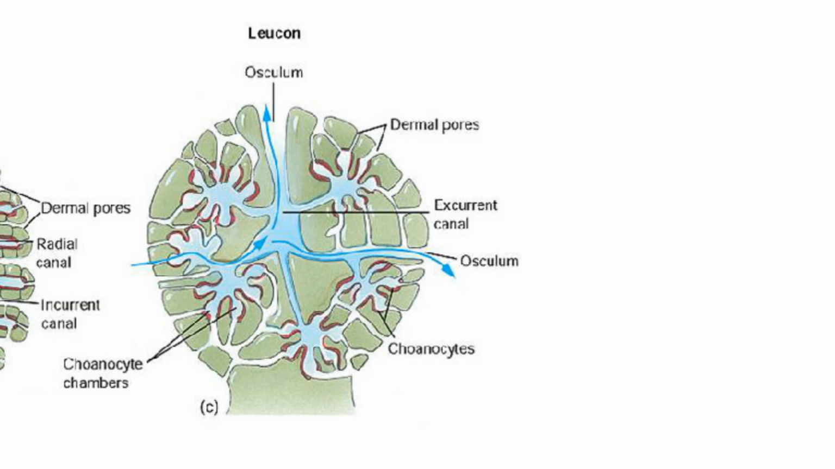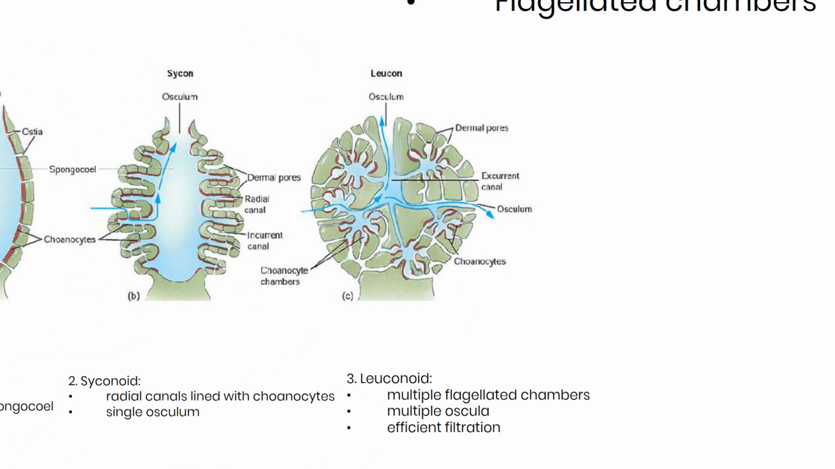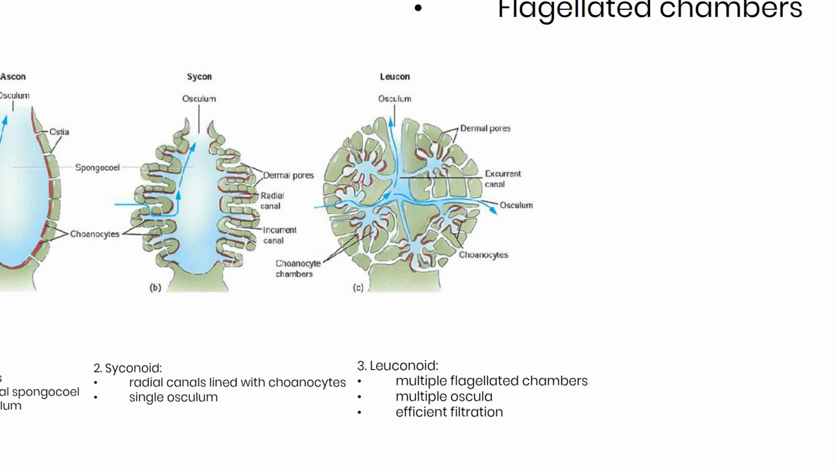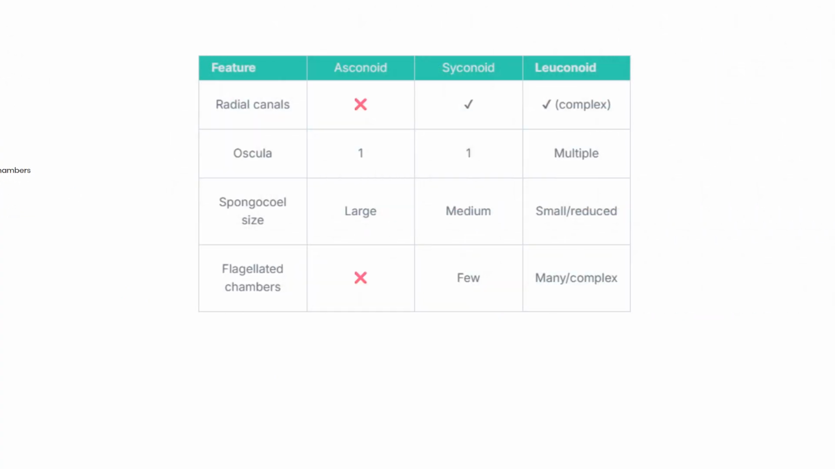Reduced spongocoel shows that most filtration happens in chambers, not the central cavity. Flagellated chambers maximize surface area for choanocytes, which filter out tiny food particles. This extensive folding and multiple chambers are evolutionary adaptations to increase filtration efficiency, perfect for large or active sponges. Here's a quick table to remember. The sponge in our question perfectly matches leuconoid traits.